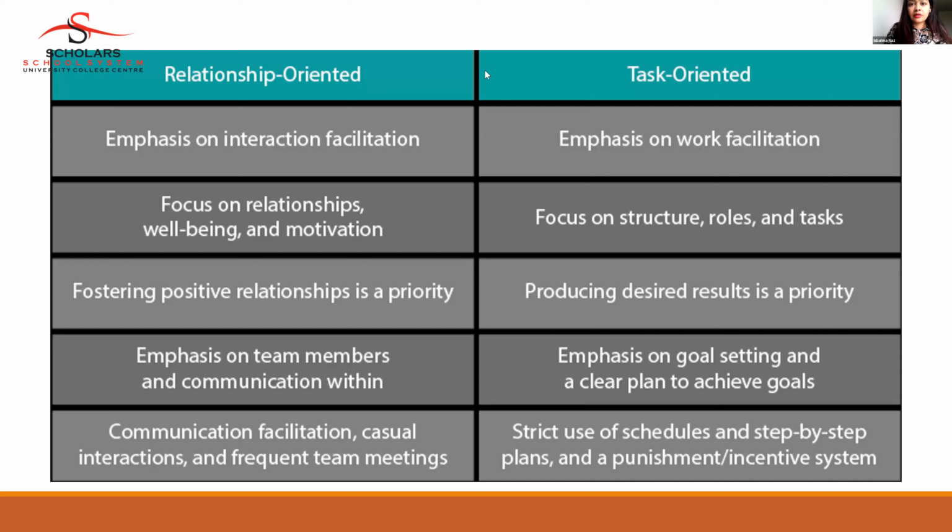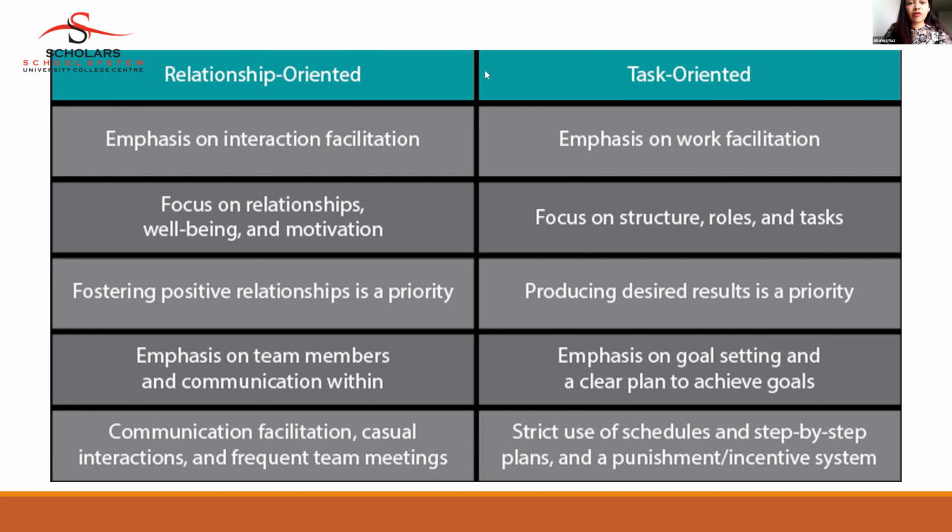So here is a table that kind of distinguishes between relationship-oriented leadership and task-oriented leadership. Relationship-oriented leaders focus on interaction and facilitation with the followers, and task-oriented leaders focus on work facilitation. Relationship, of course, they focus on relationships. Task, they focus on structure, roles, and tasks. So we can see from this table that there is a stark distinction between these two kinds of leadership, and there needs to be a balance between the two to be an effective leader, to get work done effectively within an organization.